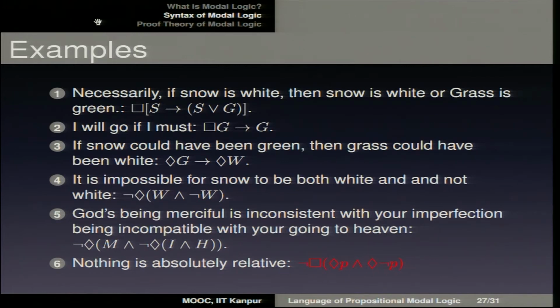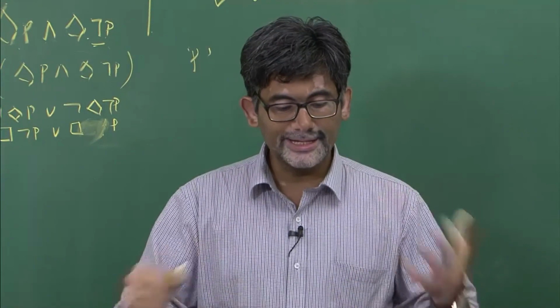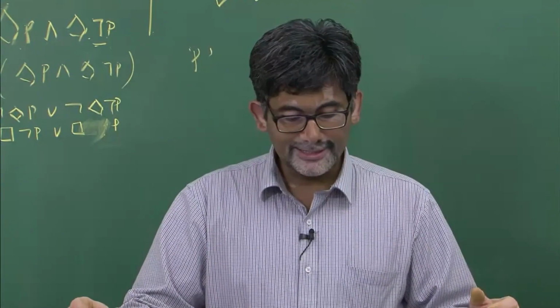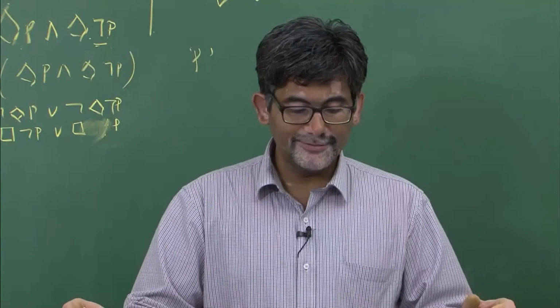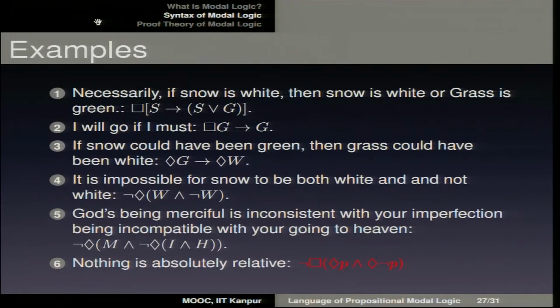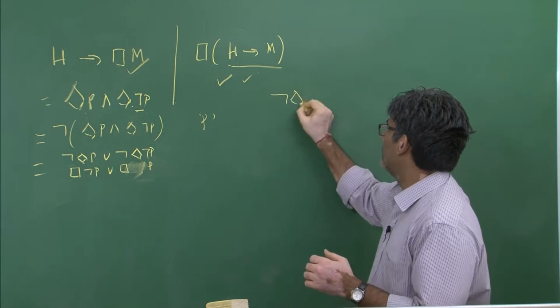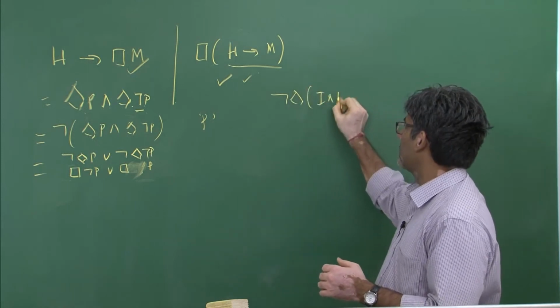Coming back to the fifth example, God's being merciful is inconsistent with your imperfection being incompatible with your going to heaven. It seems to be a little bit complicated kind of sentence, but you have to break it. So first you need to read it like this: what is incompatible with going to the heaven? That is I and H, these are incompatible. I and H is incompatible means this is the formula. It is not possible that I and H.